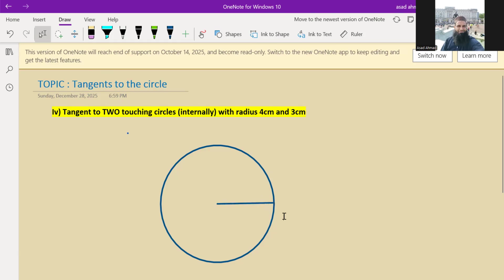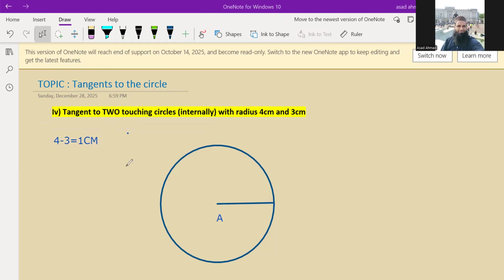I have drawn the bigger circle and we label it, for example, this is point A, it's the center of this bigger circle. Now we have to draw another circle inside it which should just touch the circle at one point. So for drawing the second circle, you have to take the difference of radii, which means you subtract 4 centimeter minus 3 centimeter, which equals 1 centimeter.